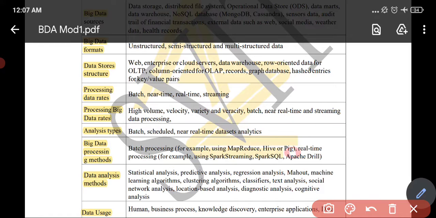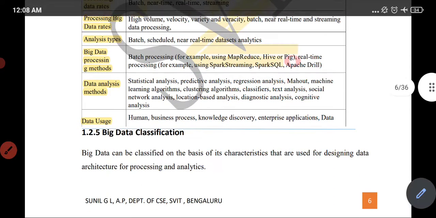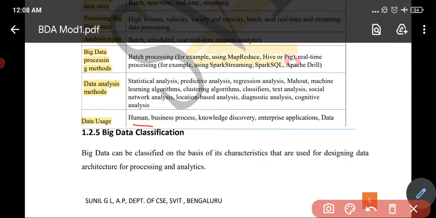This is the data processing rates. And the data processing rates of big data are high volume, velocity, variety, veracity, batch, real time, near time, and streaming. These additional new features are added to the big data rates. And analysis reports are batch, scheduled, or near time. For big data processing methods, we use MapReduce, Hive, Pig, etc. For data analysis models, we use statistical analysis, predictive analysis, and regression, Mahout, machine learning algorithms, etc. And next, data usage: we use this data for human business process, knowledge discovery, and enterprise applications and data.